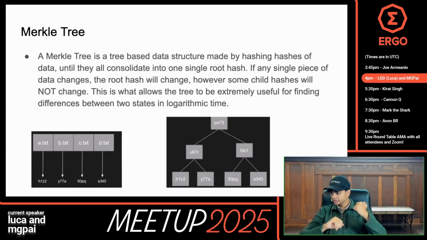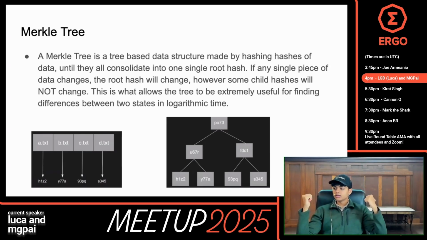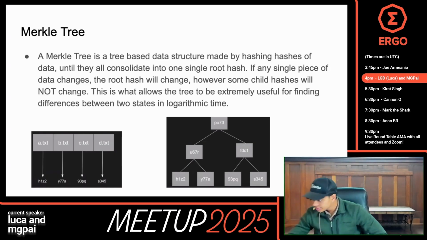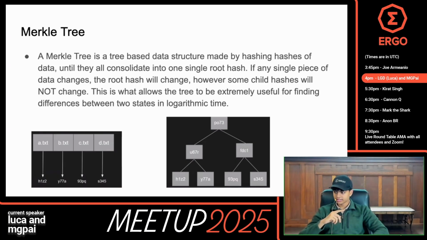So H1, so we take the H1 Z2 Y 7FA. I can't read it from here. And so those are the hashes for a.text and b.text, right? So we take those hashes and we concatenate them, we put them together, and we take the hash of that. So the hash of that, you can see, is right above those two, right? So it's U67R, right, on the left side.